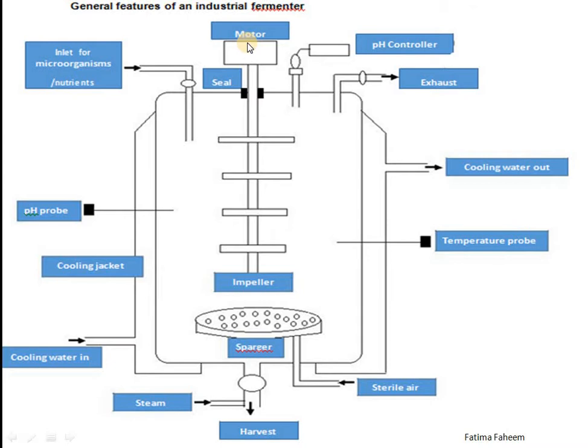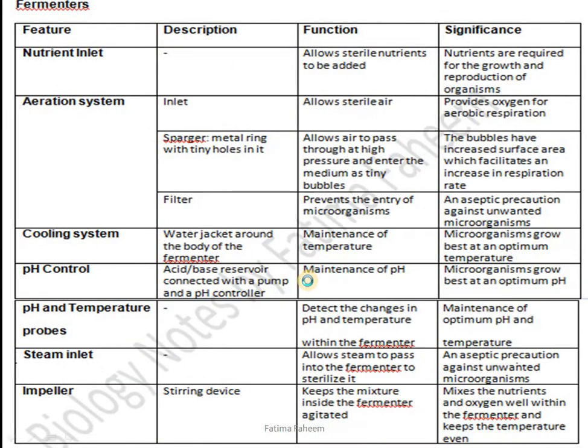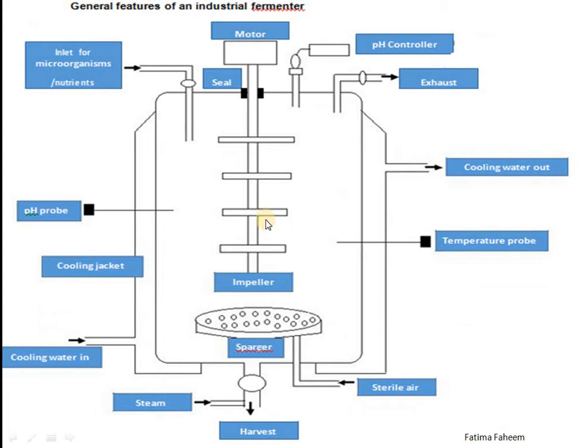And the very important point is that this motor generates heat, which may increase the temperature of the contents of the fermenter. So we don't want that. We don't want higher temperatures, since they may damage our product and also the microorganism that you are using for the formation of your desired product. This impeller or stirrer is used for mixing the contents of the fermenter.